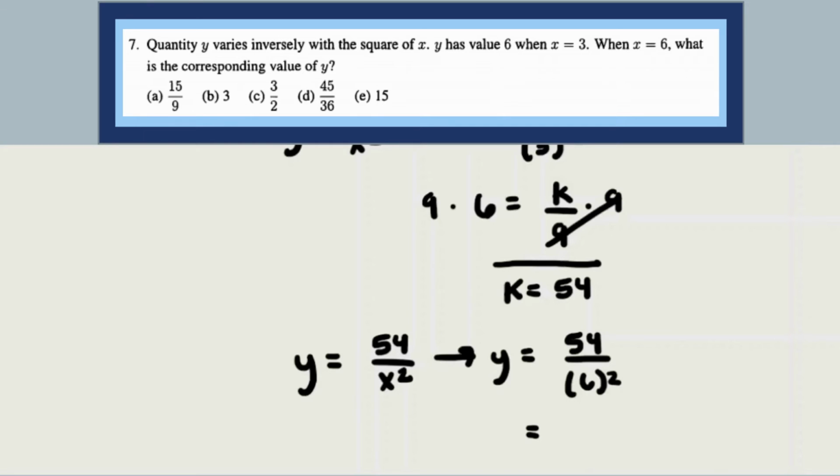That will simplify to 54 all over 6 squared is 36. And if we were to simplify the 54 over 36, we would get 3 halves. And that's basically what our y is going to be. And the answer choice that corresponds with this is answer choice C. Alright guys, so now we're going to move on to number 8.